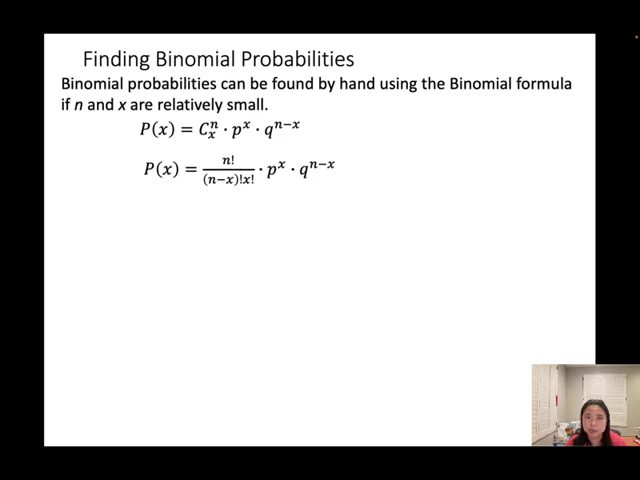If you take the pre-calculus class, you should have learned nCr already. This is the nCr. You could find it on your calculator also. And keep in mind, x is always between 0 and n.